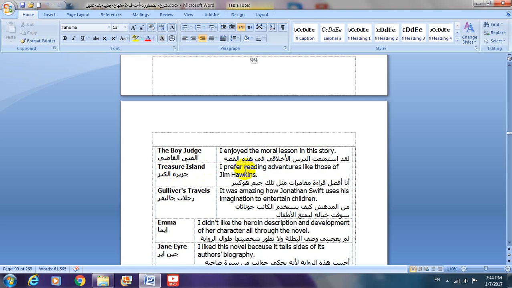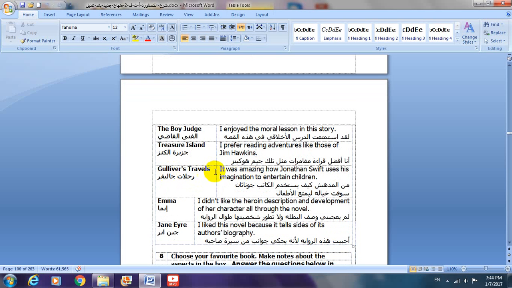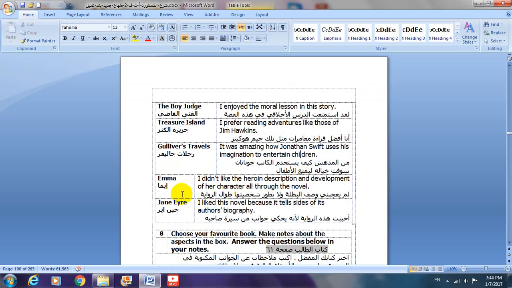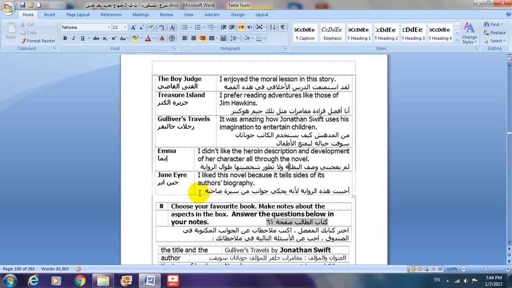Treasure Island. I prefer reading adventures like those of Jim Hawkins. Gulliver's Travels. It was amazing how Jonathan Swift used his imagination to send interesting children. Emma. I didn't like the hero's description and the development of her character all through the novel. Jane Eyre. I like this novel because it tells a side of its author's biography.